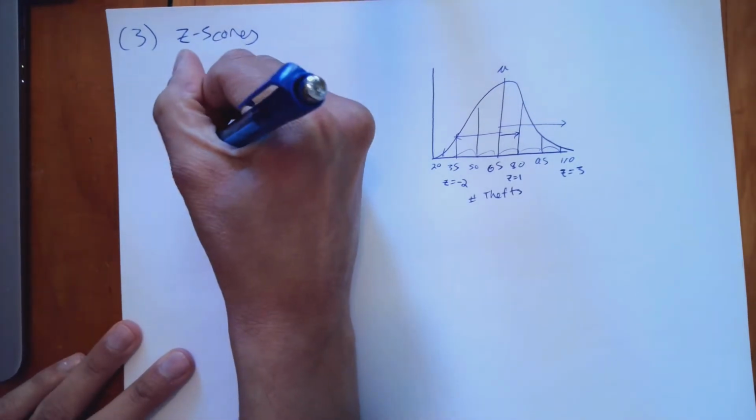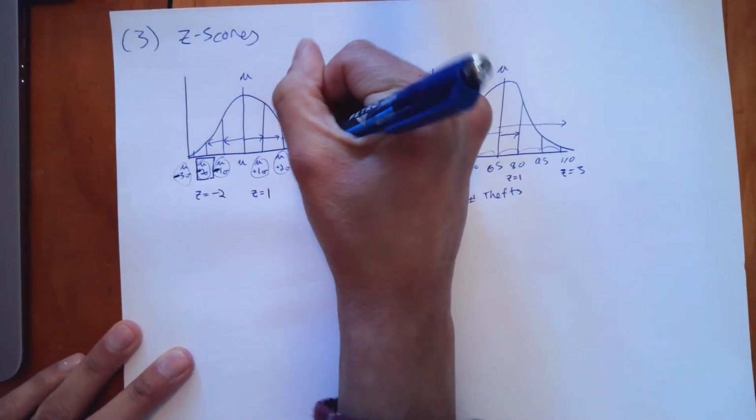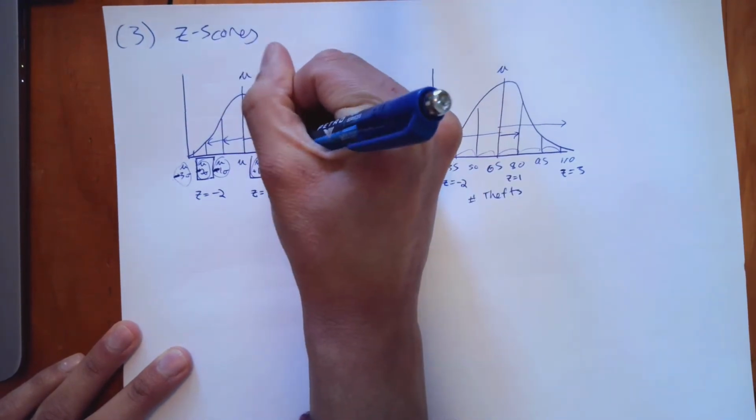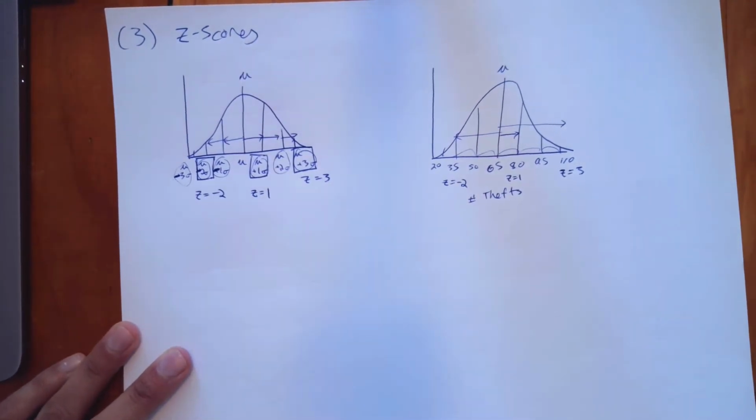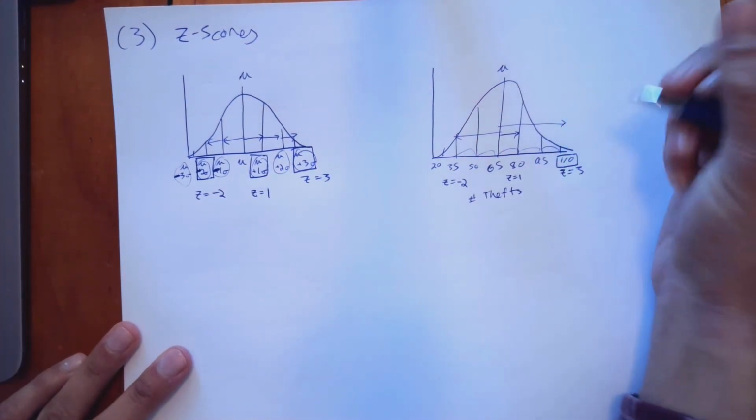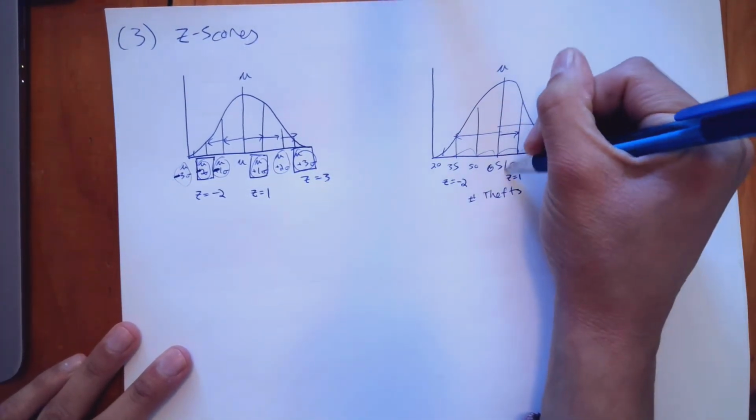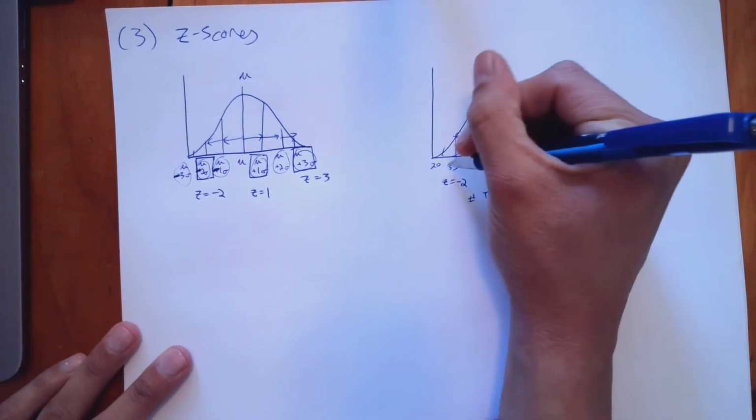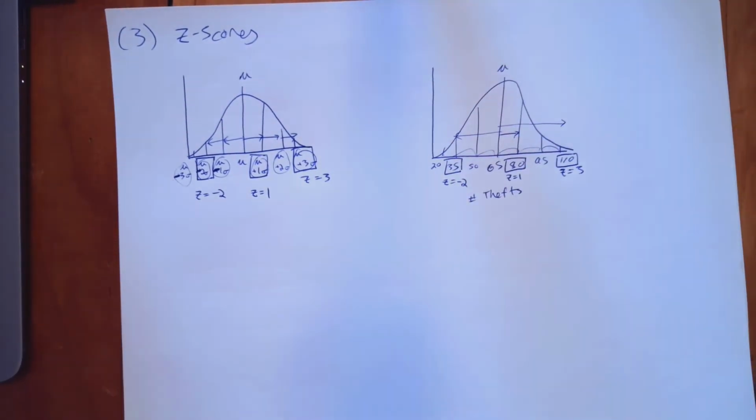And I'm just going to put boxes around the ones that I actually have z-scores written out for, just so that you can distinguish them a little better, because I know it's kind of a busy picture here. So our z-score for 110 is 3, our z-score for 80 is 1, and our z-score for 35 is -2.